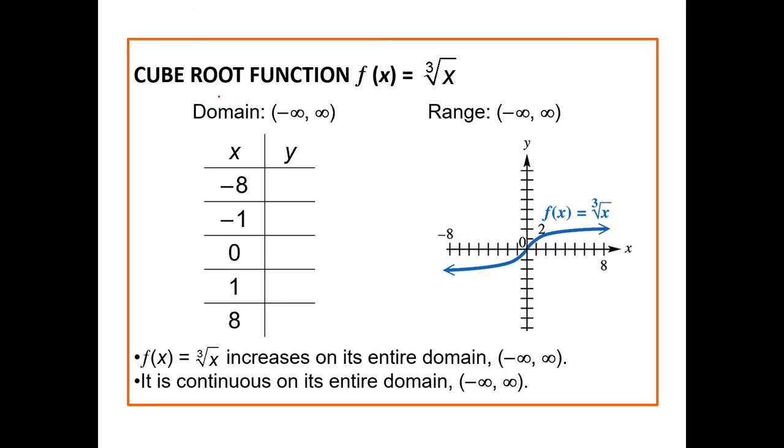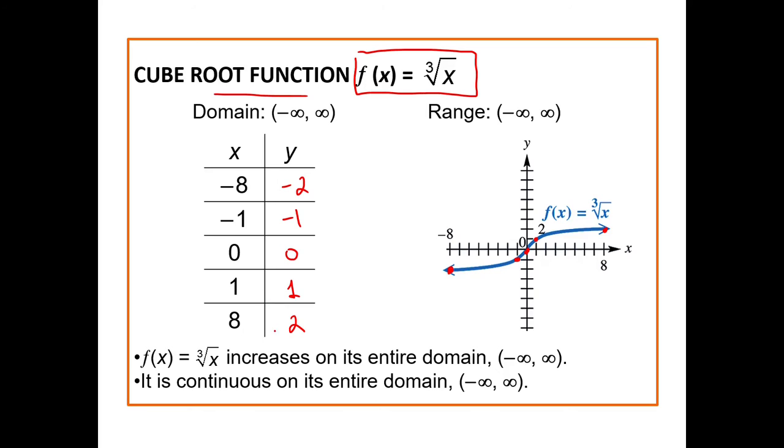For the cube root function, it's defined as f of x equals the cube root of x. We're going to again pick values that are easy to calculate the cube root of. The cube root of negative 8 is negative 2. Cube root of negative 1 is negative 1. Cube root of 0 is 0. Cube root of 1 is 1. And cube root of 8 is just 2. We'll plot the points, negative 8, comma, negative 2, negative 1, negative 1, 0, 0, 1, 1, and 8, comma, 2. So it's a good idea to learn these graphs.